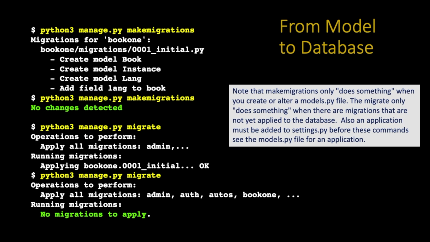Now you'll notice if you run these both twice, once they work, they'll say no changes detected because in the case of makemigrations, it looks at your models and then looks at what's in the migrations already and says it's a perfect match.